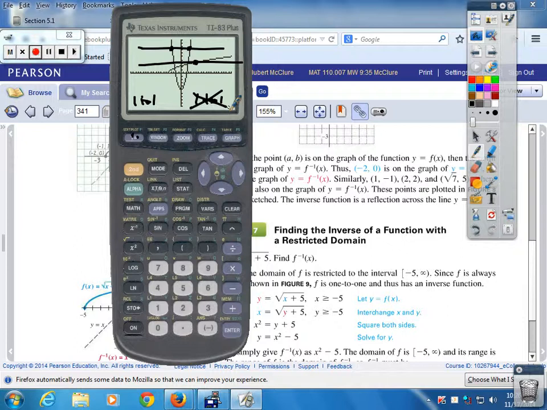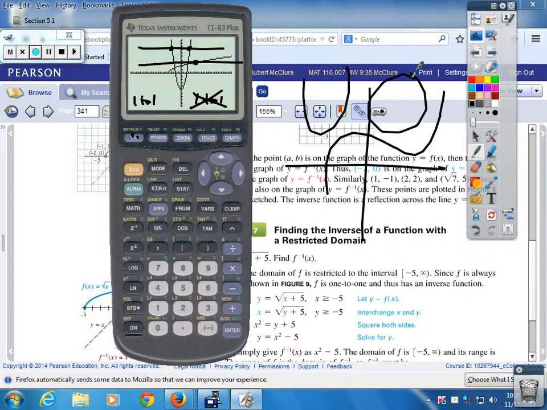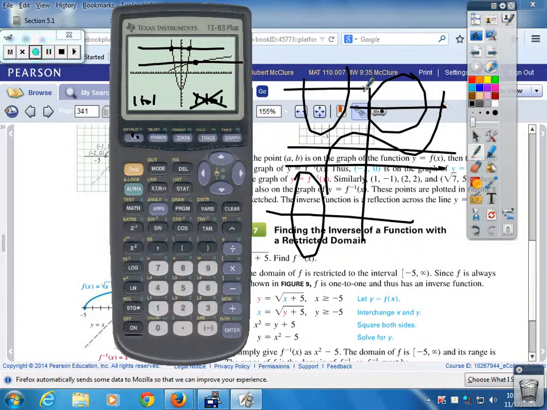So you can use one line or you can use two. It doesn't matter. As long as you see that the square root function only connects once. The squared function connects twice. Any circle or parabola or anything like that, any ellipse, any of those are not going to be a 1-to-1 function because they cross more than once.